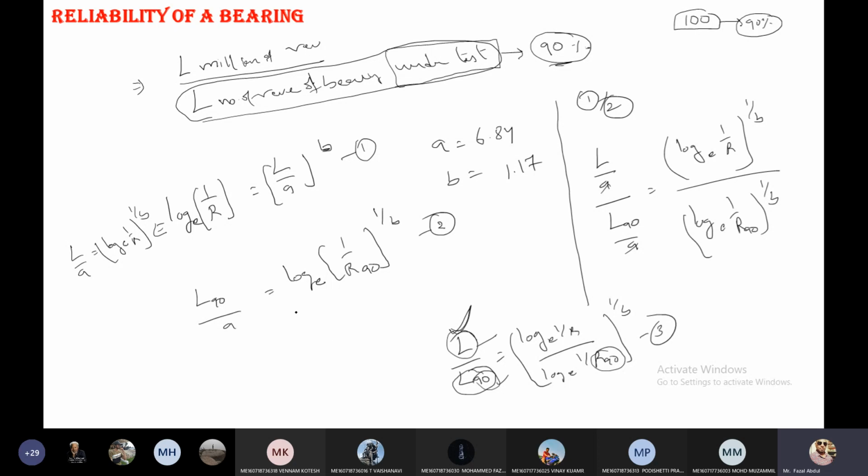And this equation may be written as 6.85 log e 1 by R, equal, sorry, not equal, to the power 1 by 1.17. This one is equal to this one. Okay, so regarding this and the previous topic, do you have any doubt? You can ask, Babu.